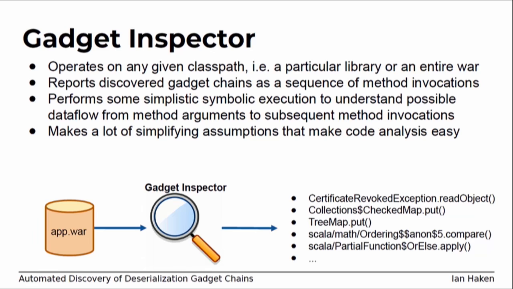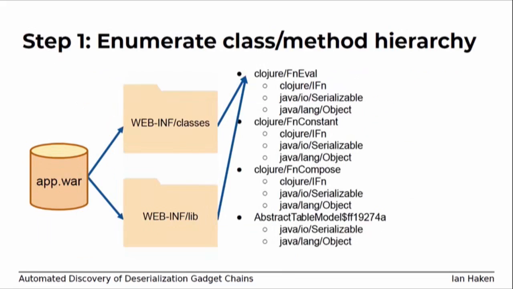It does a little bit of simplistic symbolic execution to figure out when some attacker-controlled arguments can get passed into a method, and then that gets passed to the next one in the chain. And most importantly, because of the context we're working in, this tool is able to make a lot of simplifying assumptions that actually makes this pretty easy to do. It's not something where you have to have written a thesis on symbolic execution in order to understand or implement it. So, all right, specifically, how does this tool work?